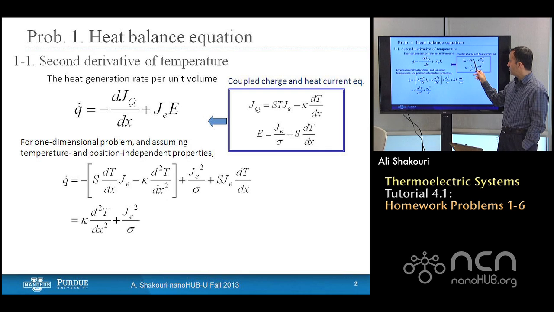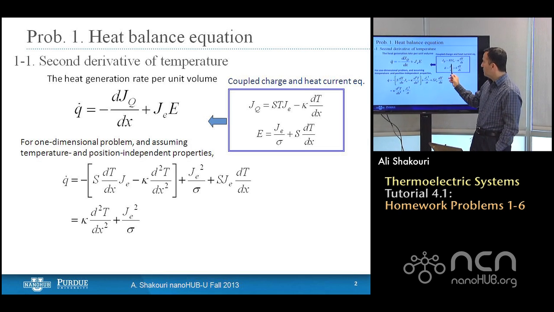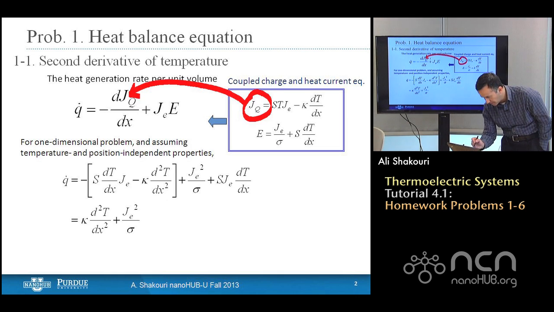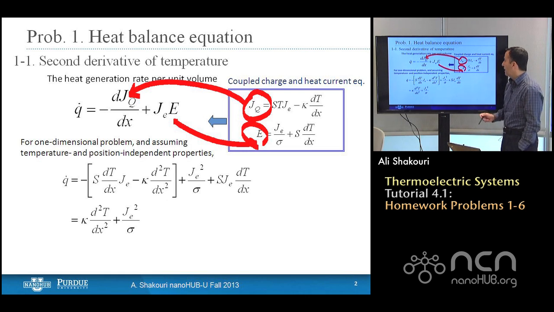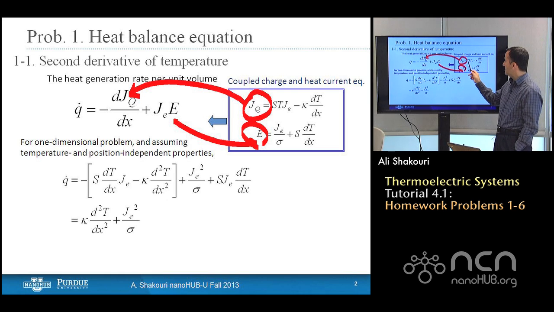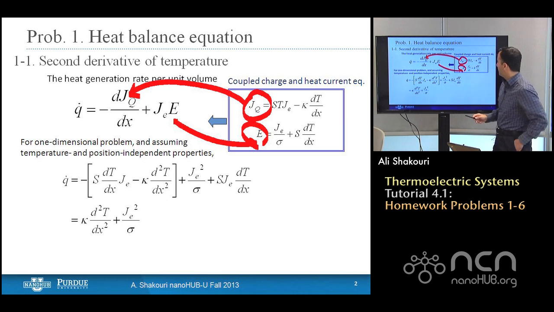The heat current is proportional to the electrical current and the derivative of temperature, and the electric field is also proportional to the same parameters. So the first thing we do is the JQ in the first relation replaces JQ here, and the electric field here replaces the second term. That way we have Q dot, the derivative with respect to time, now as the derivative with respect to space of this term. In this term, we assume the Seebeck coefficient doesn't change with distance. The electrical current is continuous, constant, so that doesn't change. The only derivative term is the derivative of temperature.